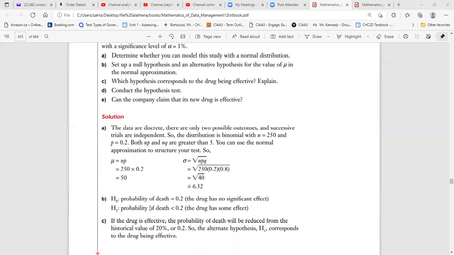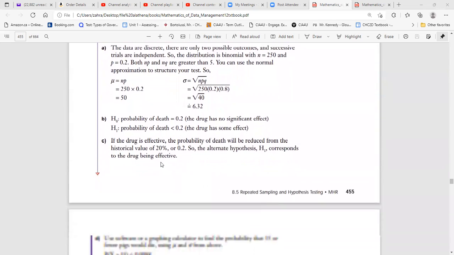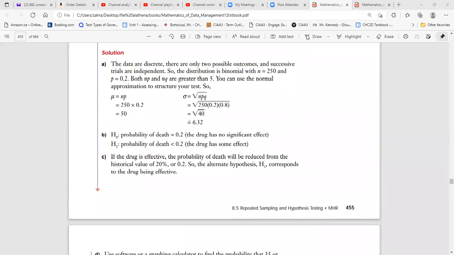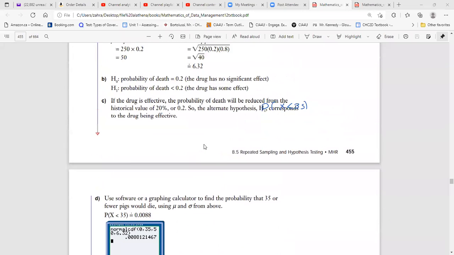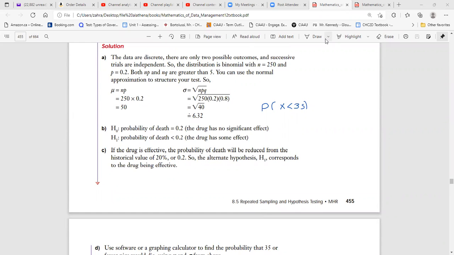Okay, now, if you do this, you want to find the probability that X is less than 35. I want to test that, right? Obviously, P less than that. So we can convert this into the z-score: P of z less than 35, your X, minus mu. Mu is 50, divided by 6.32. Okay, I'm just going to put that in a calculator to see what this value is.